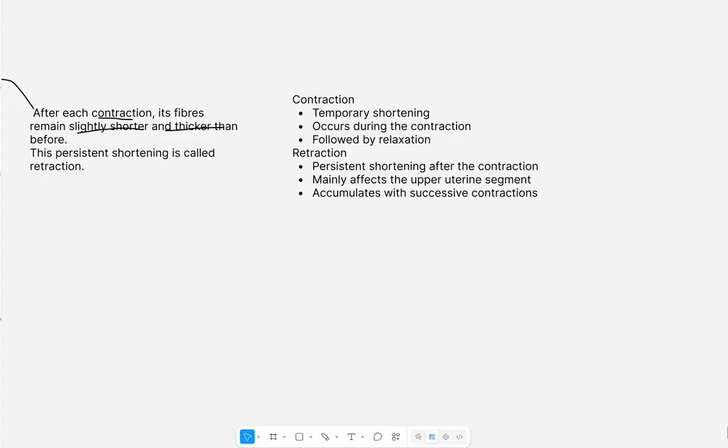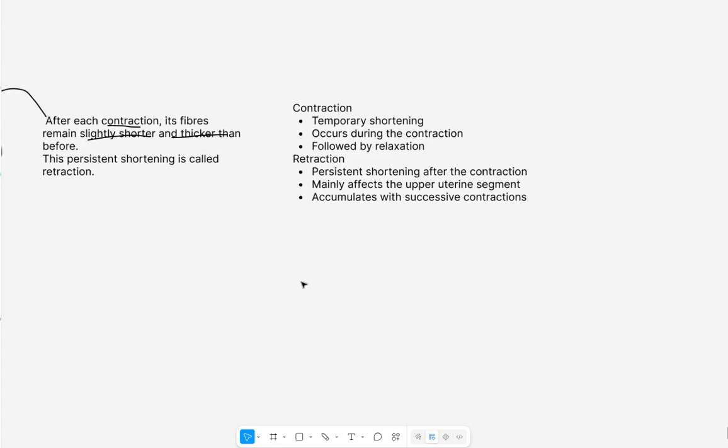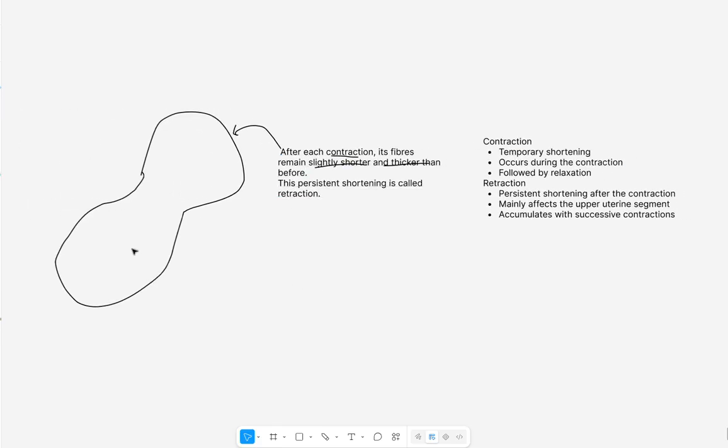Now, why is retraction important? Because, try to understand that over time, retraction thickens the upper uterine segment, right? So one after the other, retraction is going to thicken this upper uterine segment, and it's going to pull the lower uterine segment and cervix upward. Okay, so this is going to be pulled upward due to this retraction, right? This contributes to cervical effacement. It also assists cervical dilatation. It pushes the fetus downward.